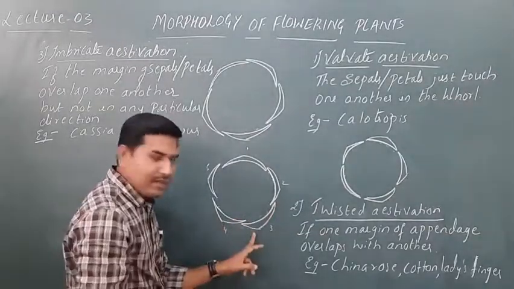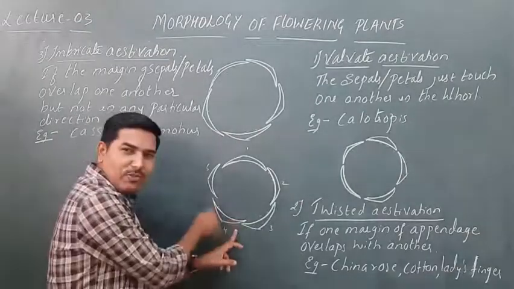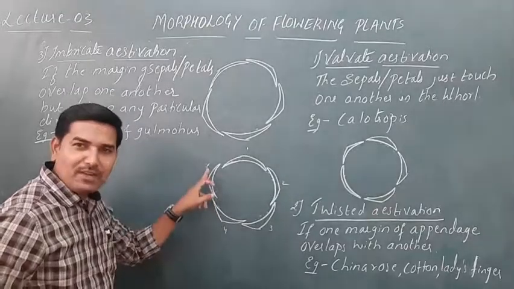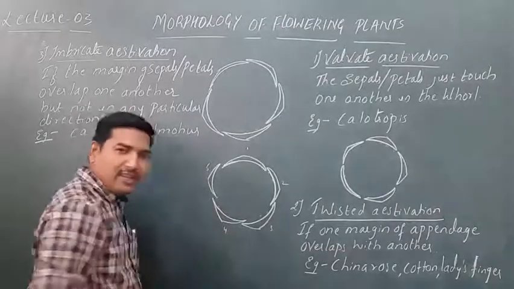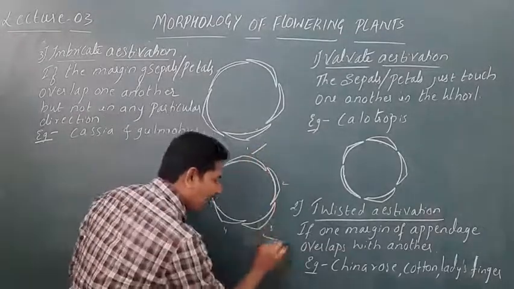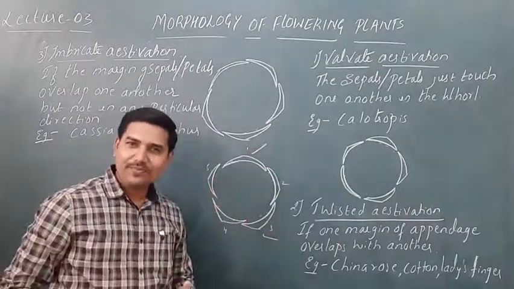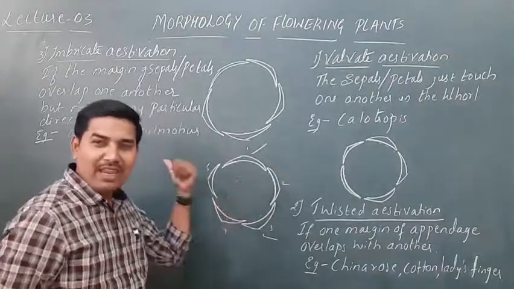This is outside, and look at this again. This is in twisted manner. One part is inside, one part is outside. Look at this. One part is inside, one part is outside. So that's why this is also in twisted manner. So that's why what we say here is one is completely inside, one is completely outside. The other three are in twisted fashion. The other three are in twisted manner. Such type of estivation is said to be imbricate.